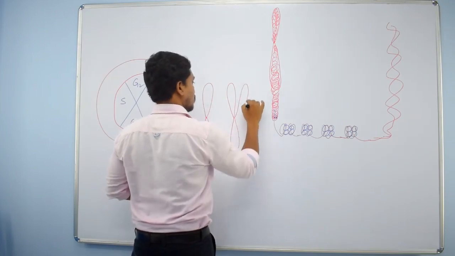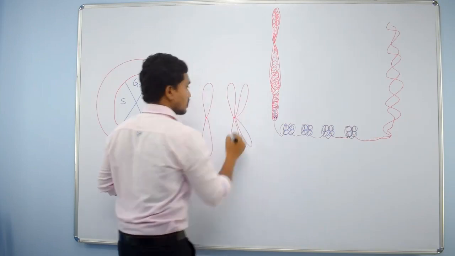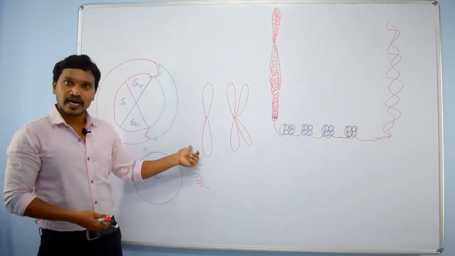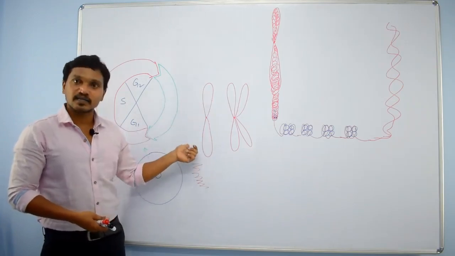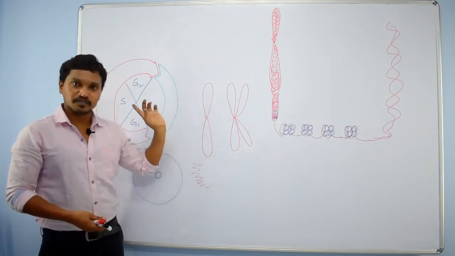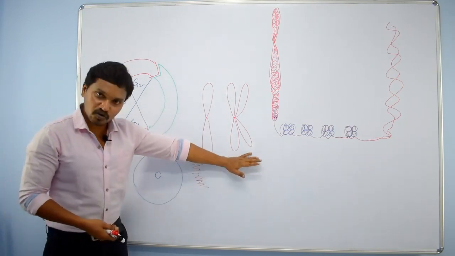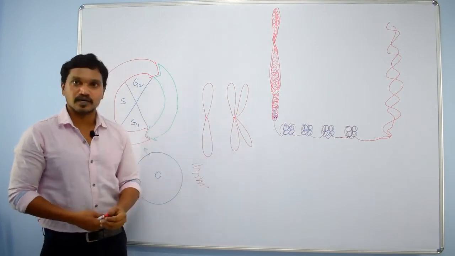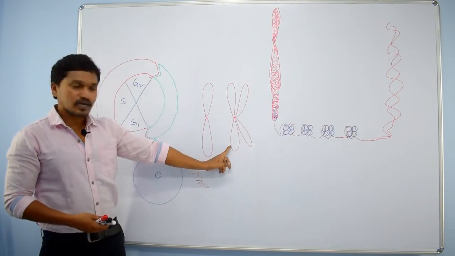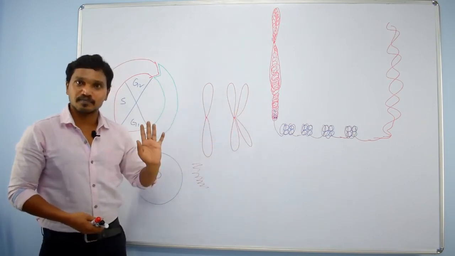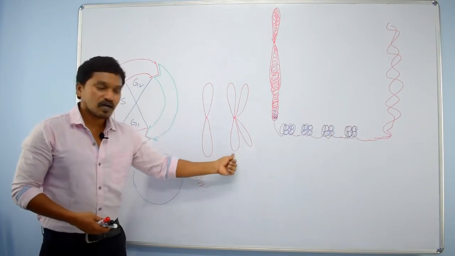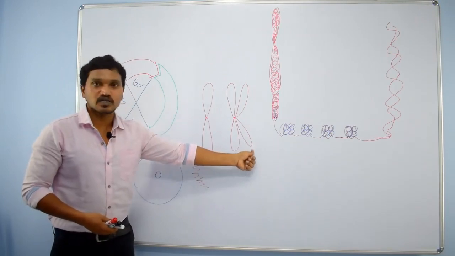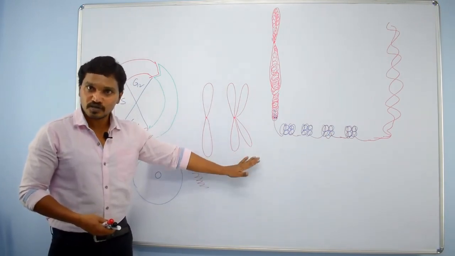So what does it mean? This is a single chromatid. This chromatid contains one DNA. Here this is a single chromosome, but two chromatids are there. This is one chromatid and this is another chromatid. This chromatid contains one DNA and this chromatid contains another DNA. So these chromatids we call sister chromatids. This is one sister chromatid and this is another sister chromatid, right? Understood?